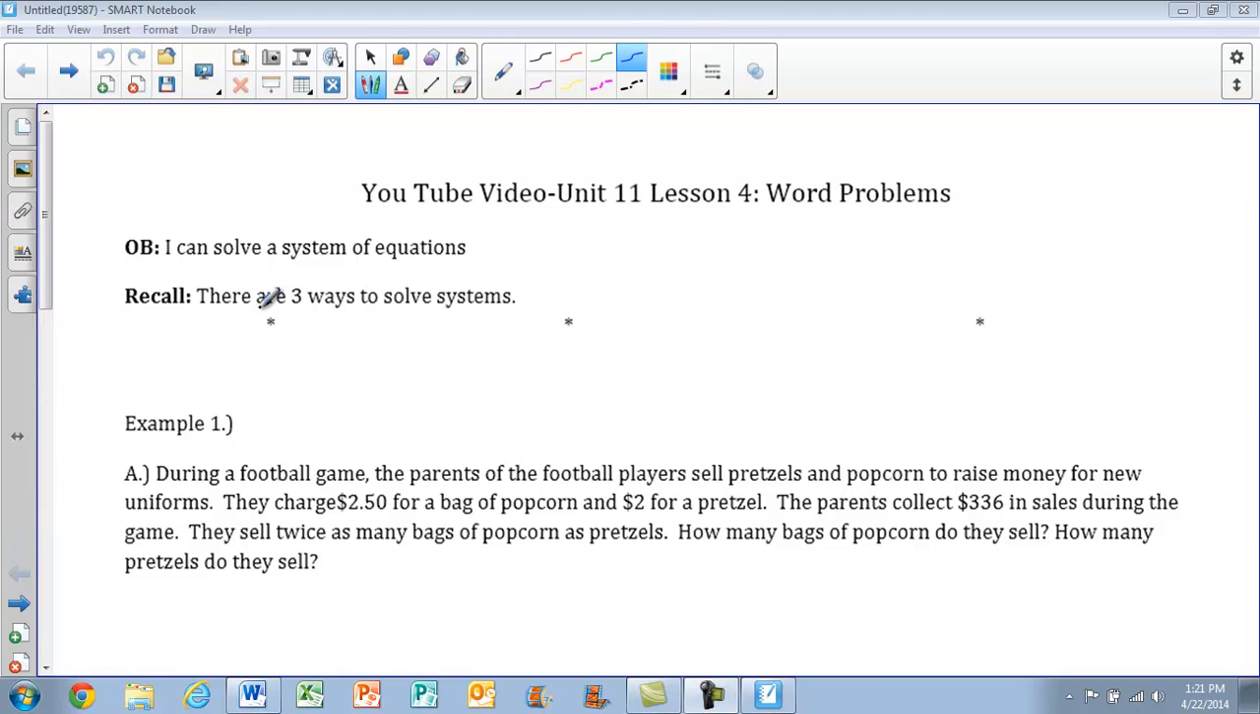All right, today we're going to take a look at Unit 11, Lesson 4. This is where we're going to use our system of equations involving word problems. Up to this point, there are three different ways that we've been able to solve systems. The first one is by graphing. The second one is by substitution. And our last one is by elimination.